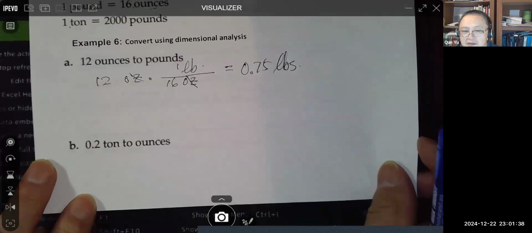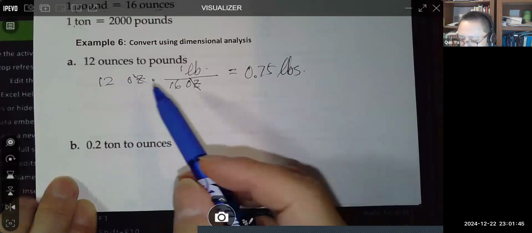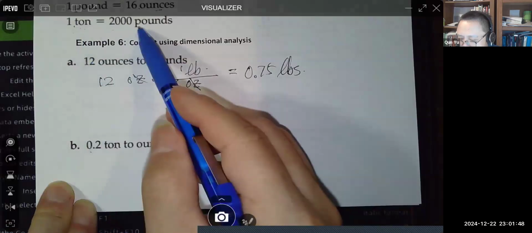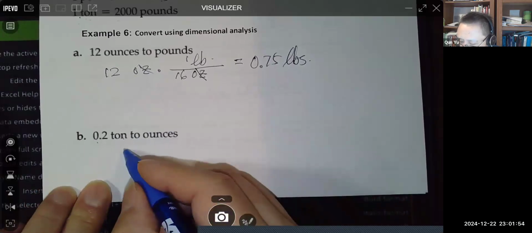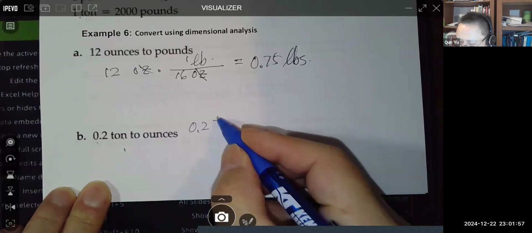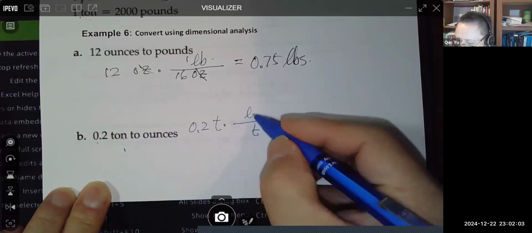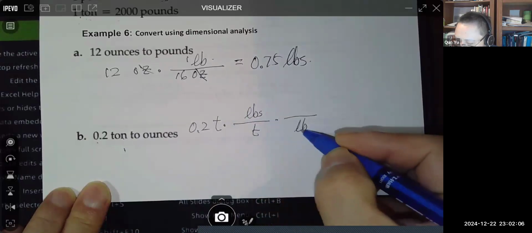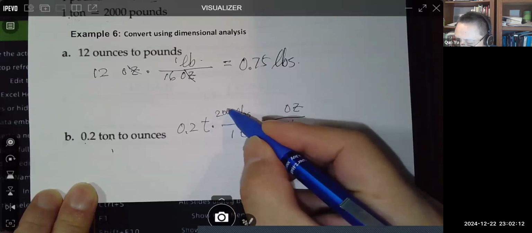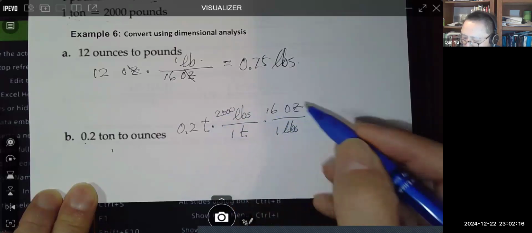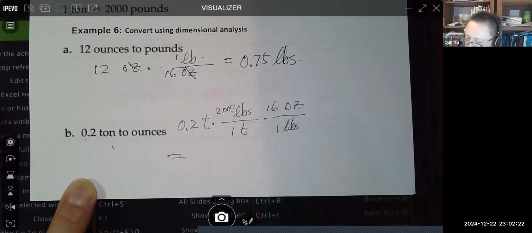Now, next one, convert tons to ounces. So we don't have a direct connection. We can go from ton to pound and from pound to ounces. So pound is our bridge, middleman. So 0.2 ton, which is T, and then cancel that to get pounds. Then we can cancel pounds to get ounces. Now plug in numbers: 1 ton, 2,000 pounds, 1 pound, 16 ounces. Since we only have ones on the bottom, we don't need to worry about them.